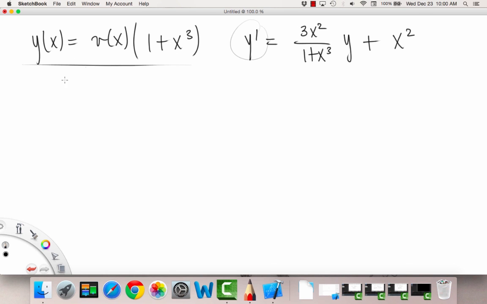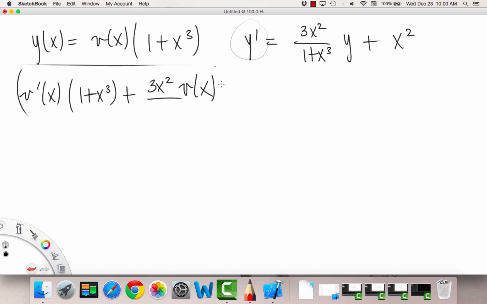So now that we have that, we're just going to differentiate this whole thing in order to get y prime. So when we do that, we get v prime of x times 1 plus x cubed, okay? And then plus, now we're going to differentiate that, so we get 3x squared times this v of x, okay? And that's the left side. This is when we differentiated y once.